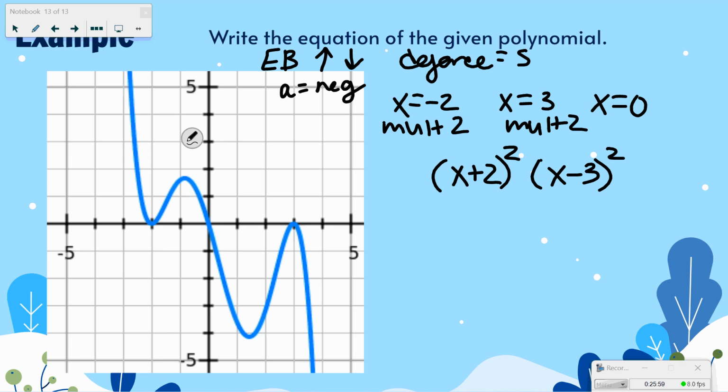Just x. So I might put that out here out in front, just because that looks a little nicer to me. Now, Laura told us from the beginning that we would have that negative leading coefficient. So let's add in that a value that we need to solve for. So I'm going to have y equals a, x all the way out front.